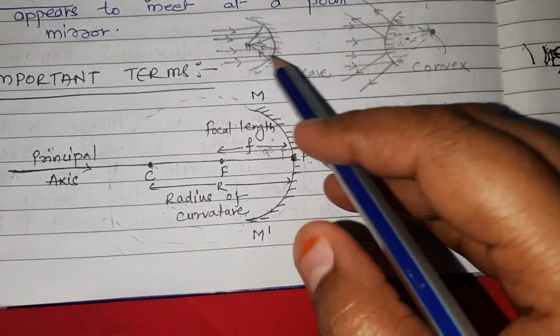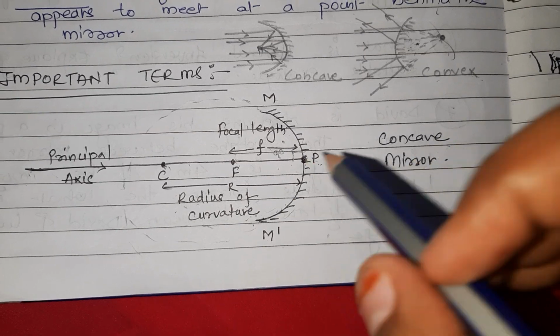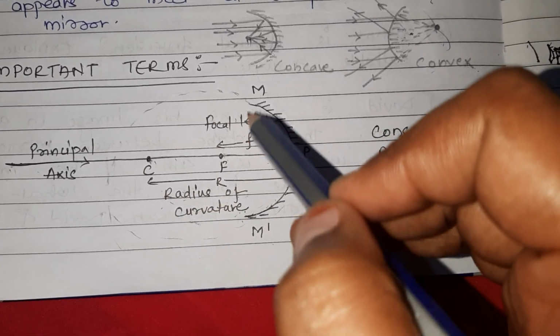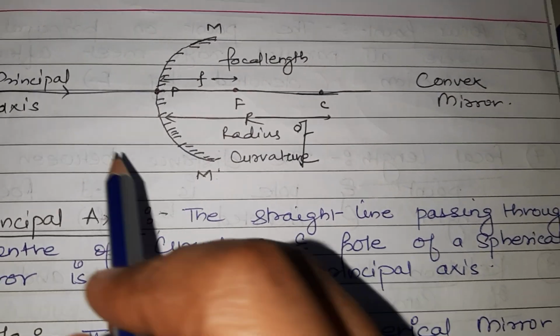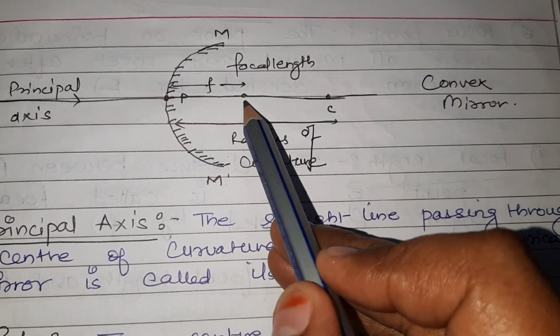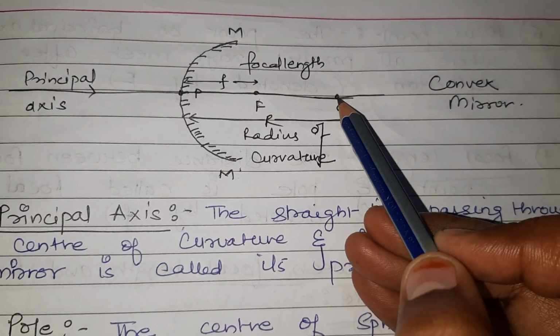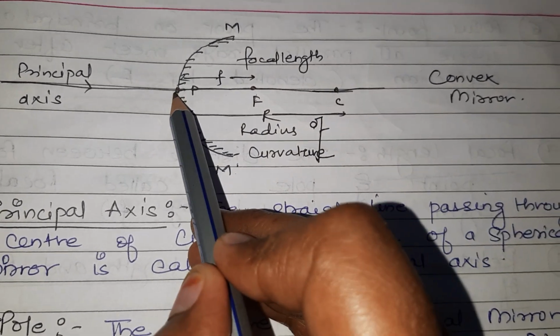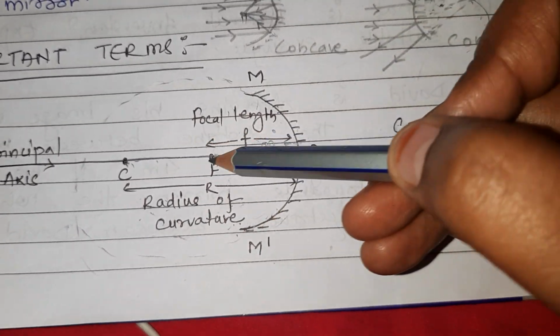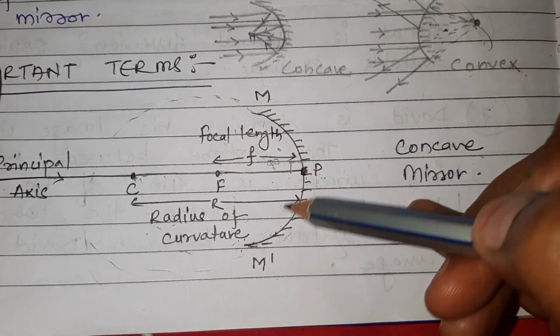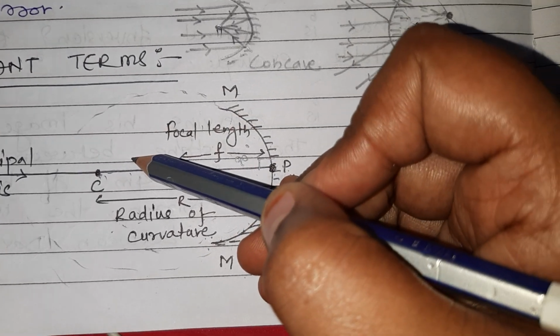The definitions of all these terms are the same for the convex mirror. But in the case of a convex mirror, the difference is that the focus point and the center of curvature always lie behind the mirror, whereas in the case of a concave mirror, the center of curvature and the focus lie in front of the mirror. Okay.